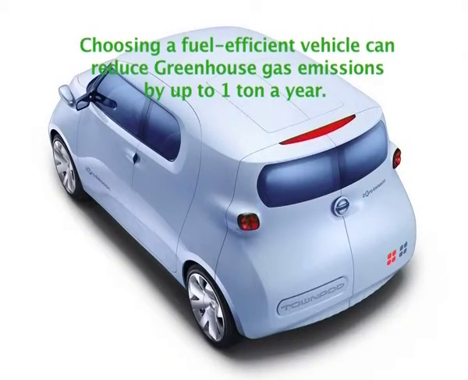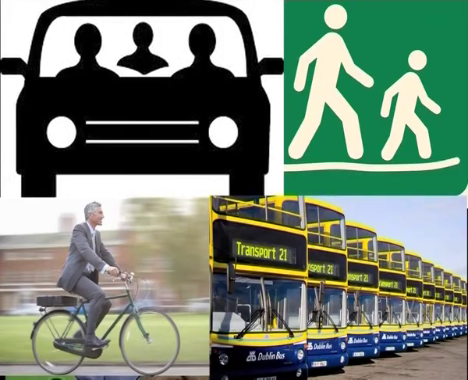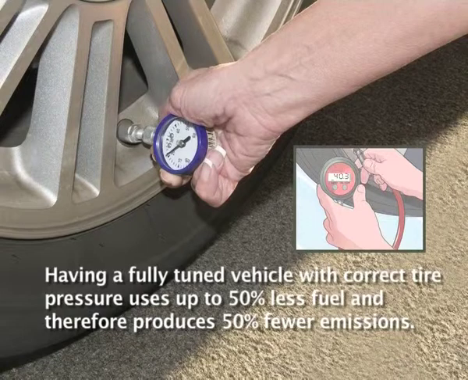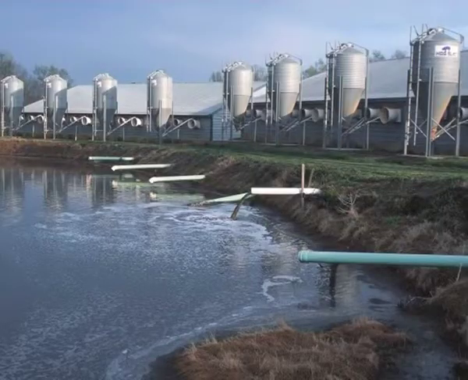Choosing a fuel-efficient vehicle that suits your everyday needs can reduce greenhouse emissions by up to 1 ton a year. Driving just 10% less by choosing services close to home or work, carpooling, walking, cycling, and using public transportation reduces your greenhouse gas emissions and saves time, money, and fuel. Having a fully tuned vehicle with correct tire pressure uses up to 50% less fuel and therefore produces 50% fewer emissions.